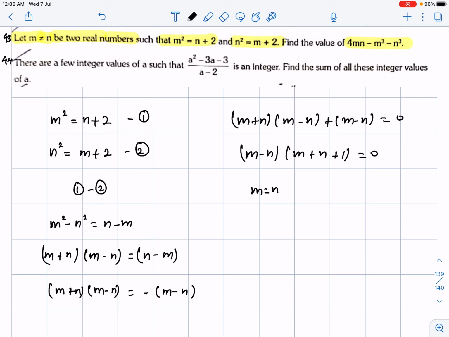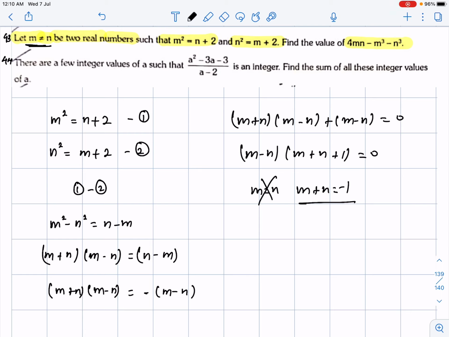Either m is equal to n or m plus n is equal to minus 1, but m is not equal to n. In the question itself they gave m is not equal to n. So we got the value of m plus n as minus 1 over here. That is the most important result we have derived over here, that m plus n is equal to minus 1.